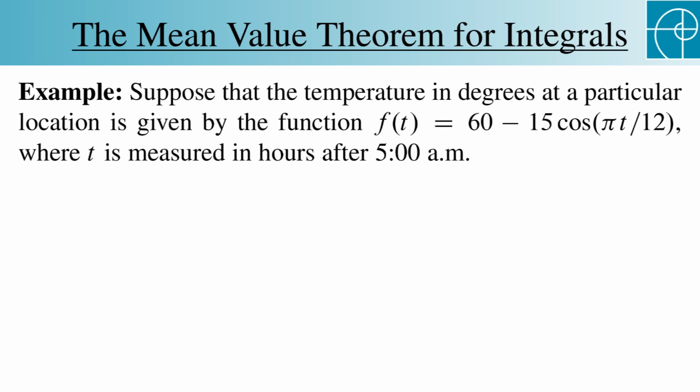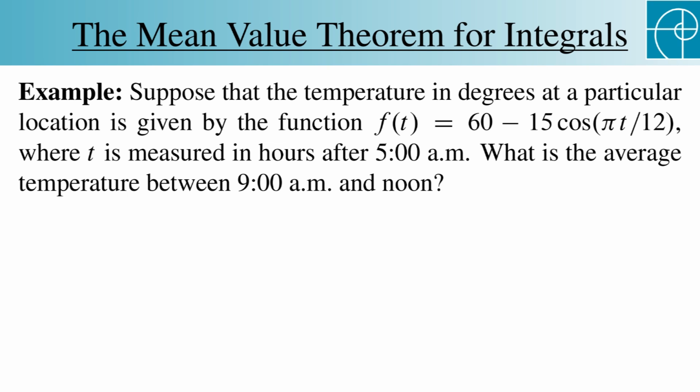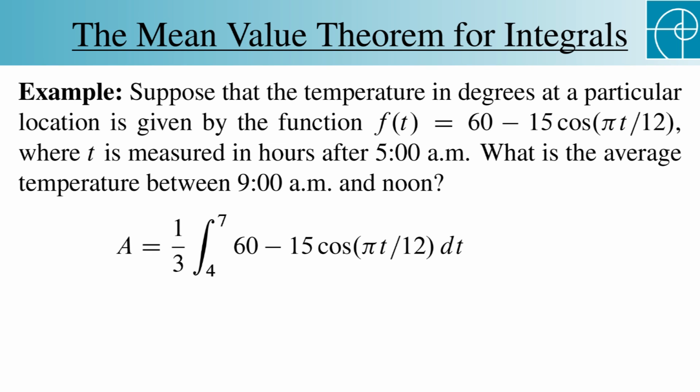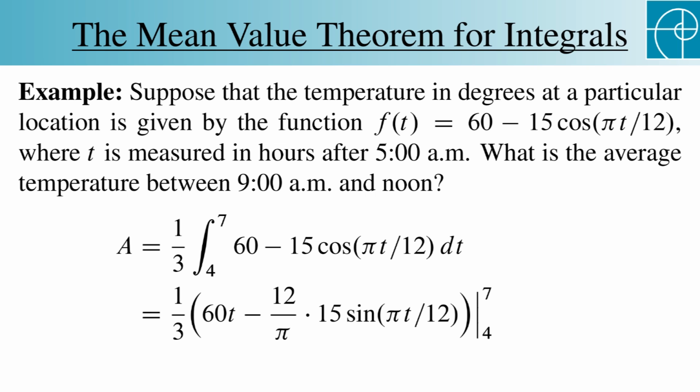For example, suppose that the temperature in degrees at a particular location is given by the function f of t equals 60 minus 15 times cosine of pi t over 12. t is measured in hours after 5 a.m. What's the average temperature between 9 a.m. and noon? We need to figure out 1/3 times the integral from 4 to 7 of 60 minus 15 cosine of pi t over 12 dt. We take an antiderivative, evaluate it between 4 and 7, and we can simplify to get the answer of approximately 58.1 degrees as the average.